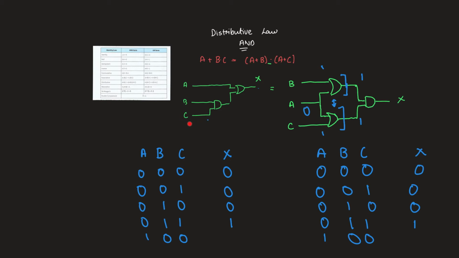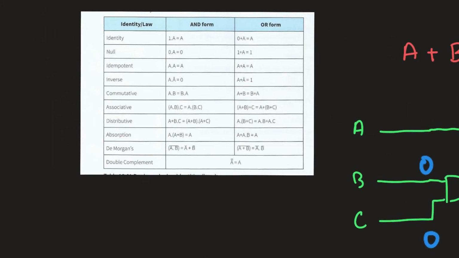Since both of these are 0, this will also be 0, but our value for A is 1, right? So our output for X will also obviously be 1 since it's passing through an OR gate. And without calculation, I can be perfectly sure the same thing will happen over here, and our output value for X will be 1. Alright, so we have proven the AND form for the distributive law.